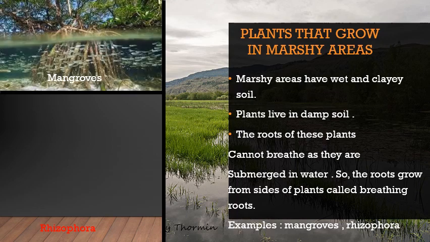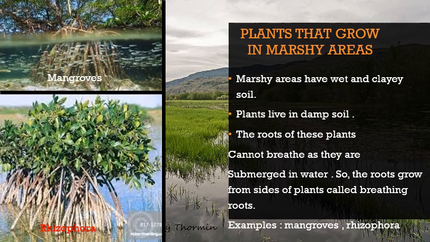You can see the example of mangroves and rhizophora. In these two pictures, you can see how the plant's roots have grown inside in the water and they have got connected to the soil underground. Now, these plants are special. Why? Because they grow in the area where there is a lot of water. You need to understand the examples. The examples are important, children. Mangroves and rhizophora. These are the main two examples of the plants which grow in marshy areas.